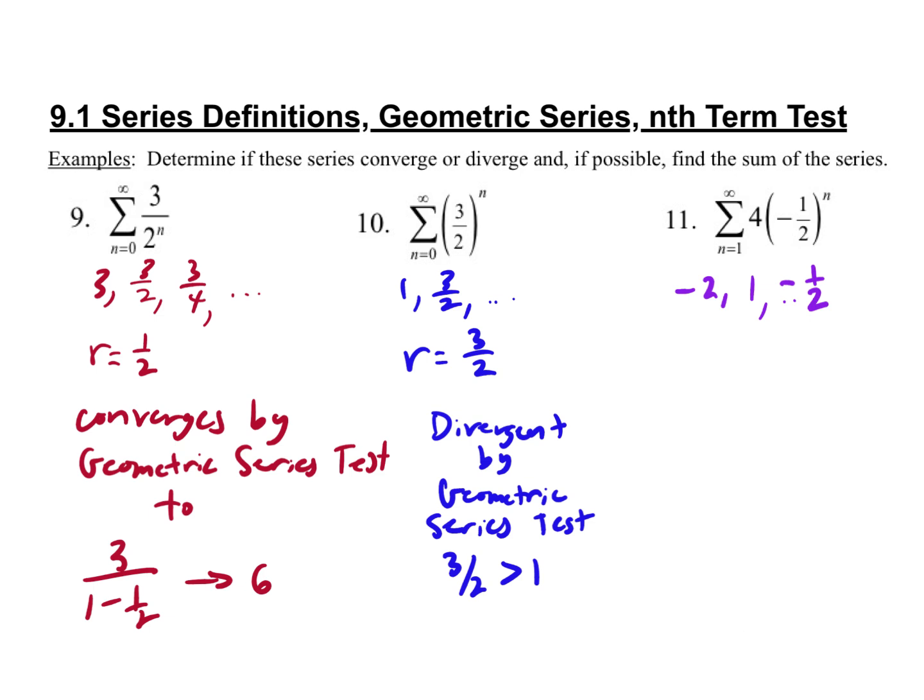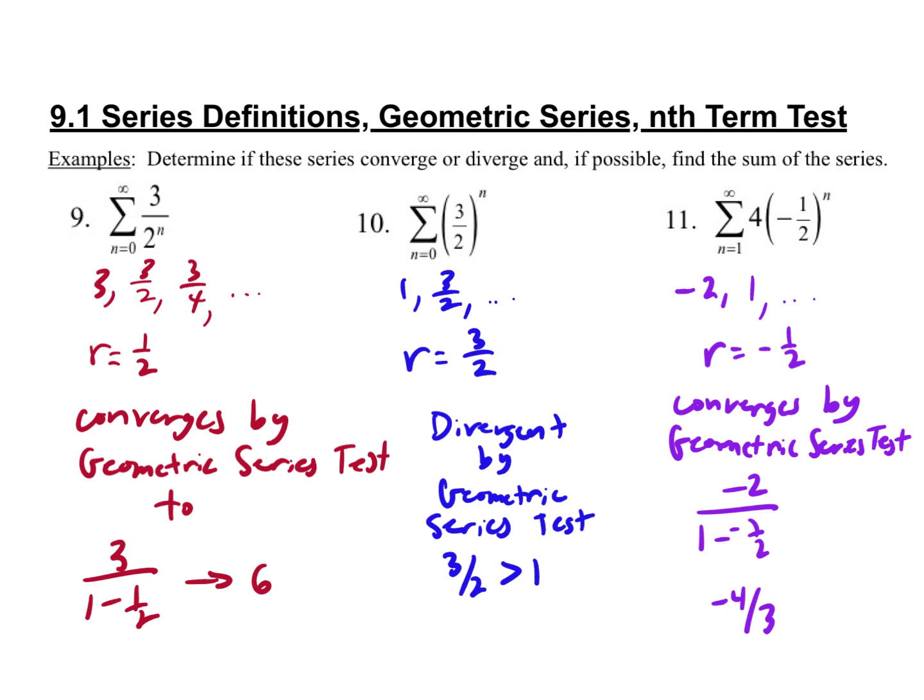Can you tell what we're multiplying by from the formula? What are we multiplying by? Negative 1/2. The formula is giving it away: A, R to the N. In this case, our first term is not negative 4, it's negative 2. But when I plug it in, I get that. So my R is negative 1/2. Again, it is converging by the geometric series test. My first term was negative 2 over 1 minus negative 1/2. Notice that one there, and I get negative 4/3.